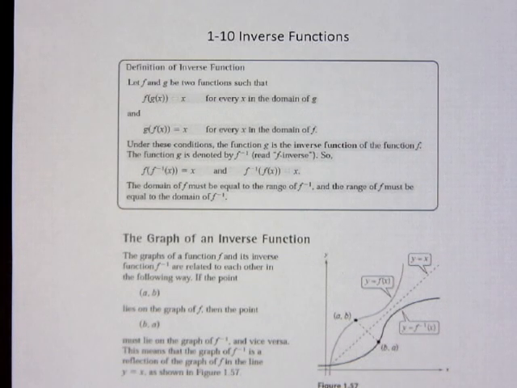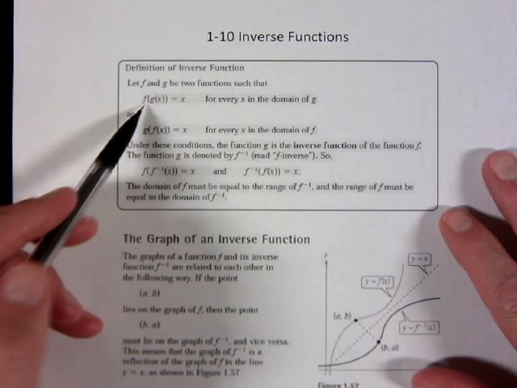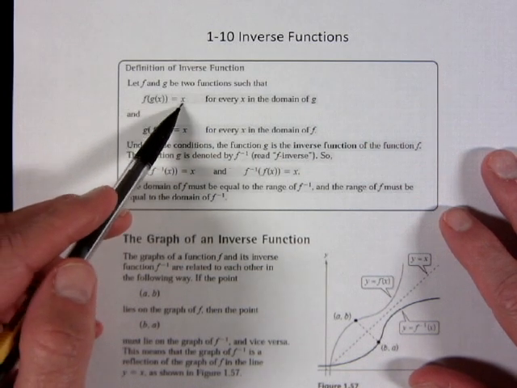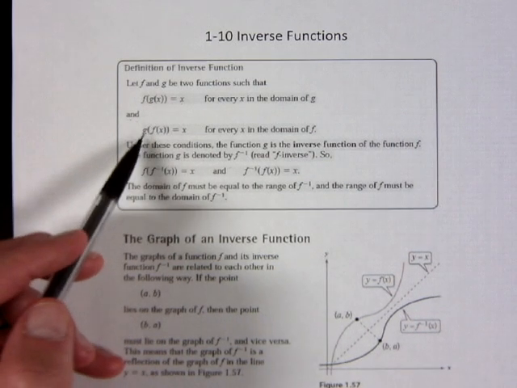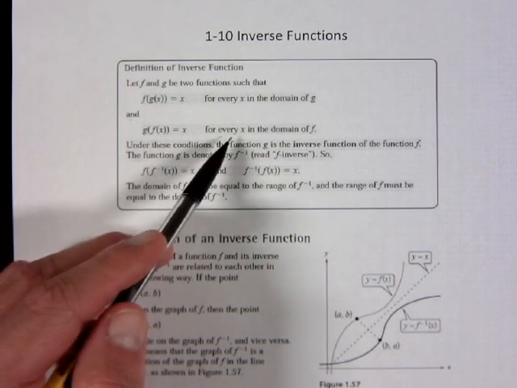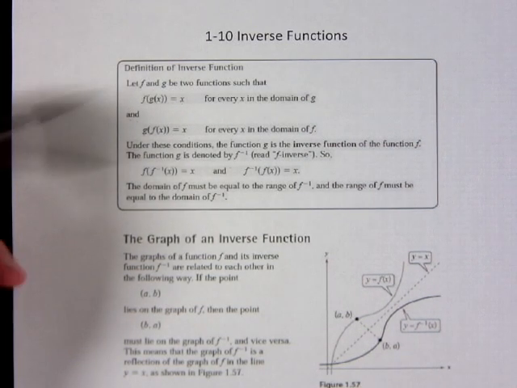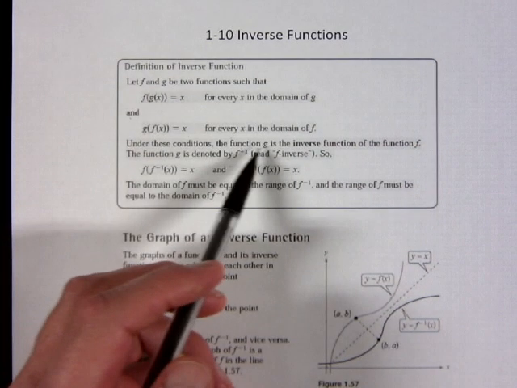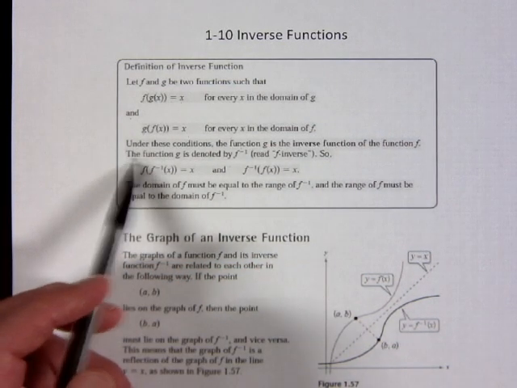Okay, in this section, 110, we're looking at inverse functions. Let's say that you've got two functions, and that f of g of x equals x for every x in the domain, and the reverse of that is also true. g of f of x equals x for every x in the domain of f. These are the conditions that would occur to say that function g is the inverse function of function f.